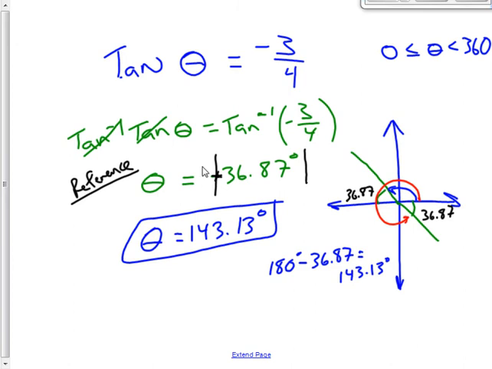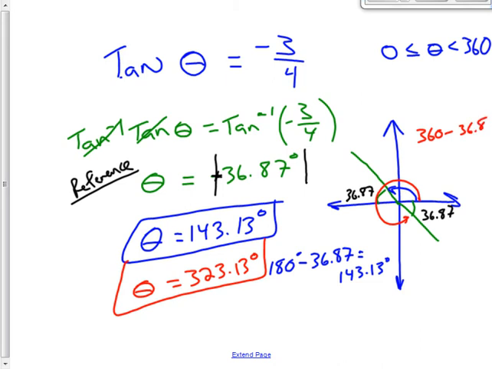And then the one in red is 360 degrees all the way around, but I'm missing this little tiny part that's in green. So I'm taking 360 minus the 36.87. Then the angle in red is 323.13 degrees. Let's put that down here: 360 minus the 36.87.